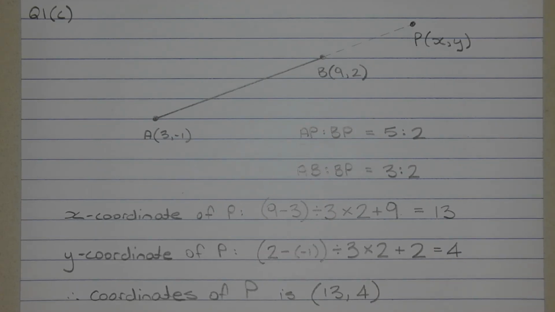Likewise, to find the y coordinate of P, we do 2 minus -1, so that's the vertical distance from A to B. We divide that by 3, multiply that by 2, and then add that to the y coordinate of B, which is 2, and we get 4. Therefore, the coordinates of P is (13, 4).